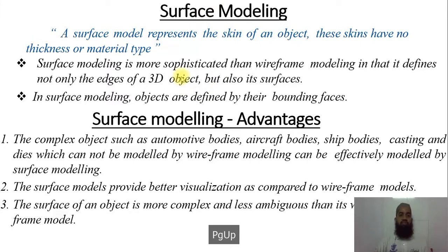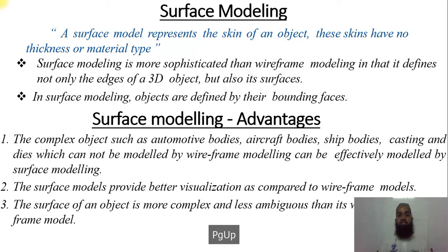Surface modeling is more sophisticated than wireframe modeling in that it defines not only the edges of a 3D object, but also its surfaces, because it is the next step after wireframe modeling. It is not only defined by the edges, it is also defined by the surfaces. We can define by edges also, by points also, but here we can define by surfaces, so it requires less input compared to wireframe modeling, as we already discussed in the advantages and disadvantages of wireframe modeling.